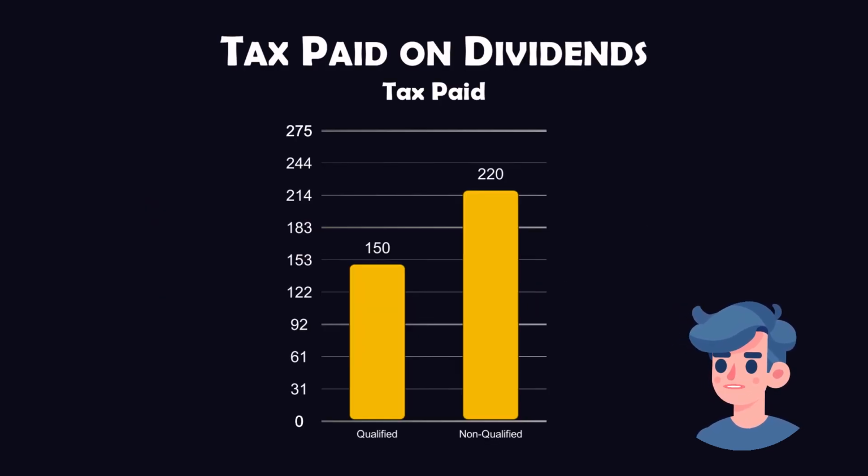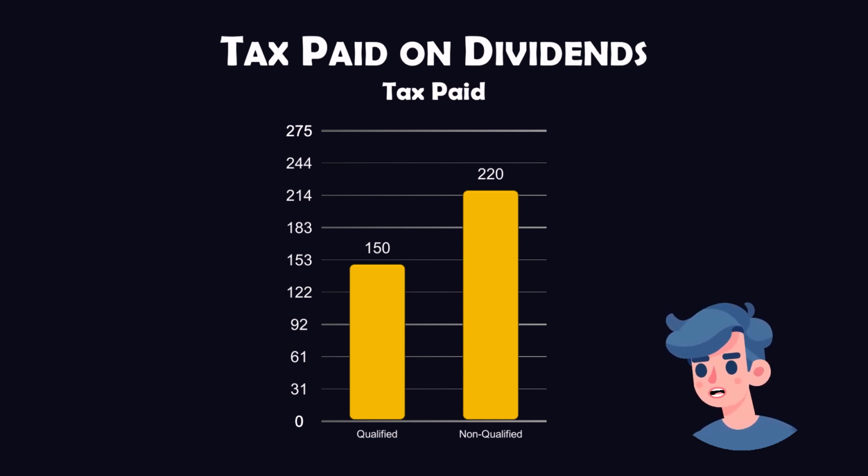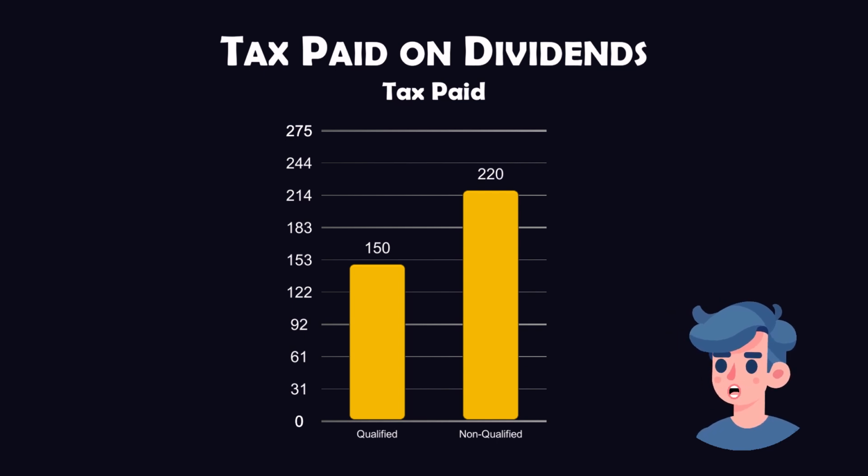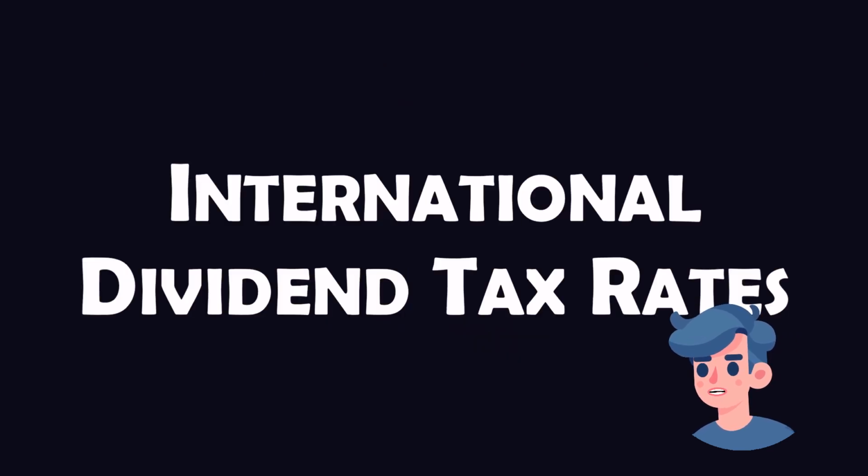Here's an example. Suppose you receive $1,000 in dividends. If these are qualified dividends and you're in the 15% tax bracket for long-term capital gains, you would pay $150 in taxes. If these dividends are non-qualified and you're in the 22% tax bracket for ordinary income, you would pay $220 in taxes.